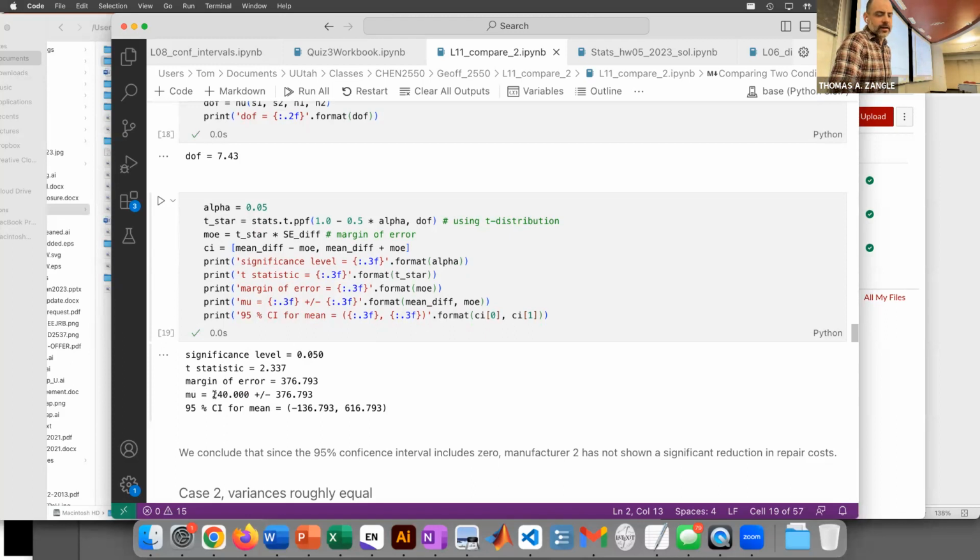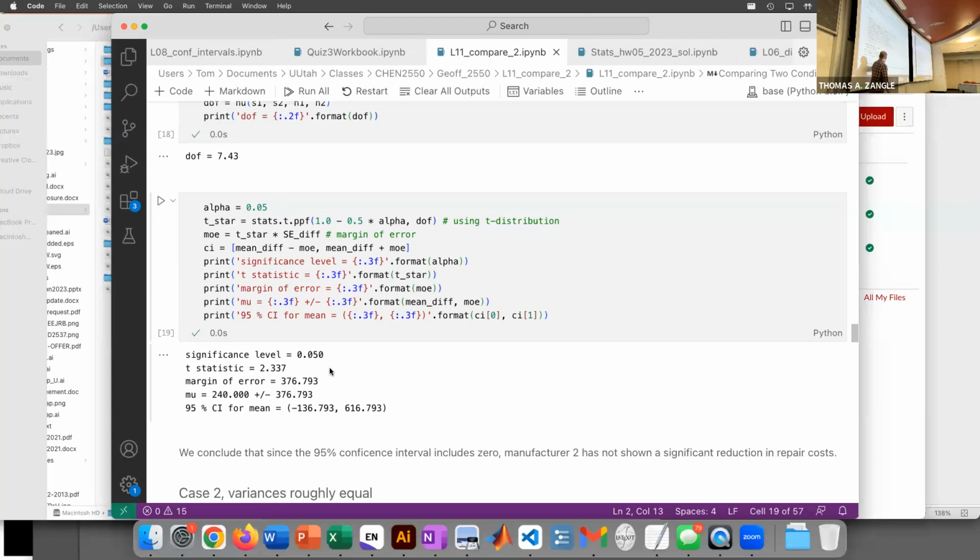In this case, the expected difference between the two samples was our sample 1 minus sample 2, the mean of sample 1 minus mean of sample 2, and that was 240. And so it looked like maybe sample 1 was in fact a little bit more expensive than sample 2, but we wanted to evaluate that. But when we compute the uncertainty in that, our 95% confidence interval on that, we get a margin of error of 376 or 377.